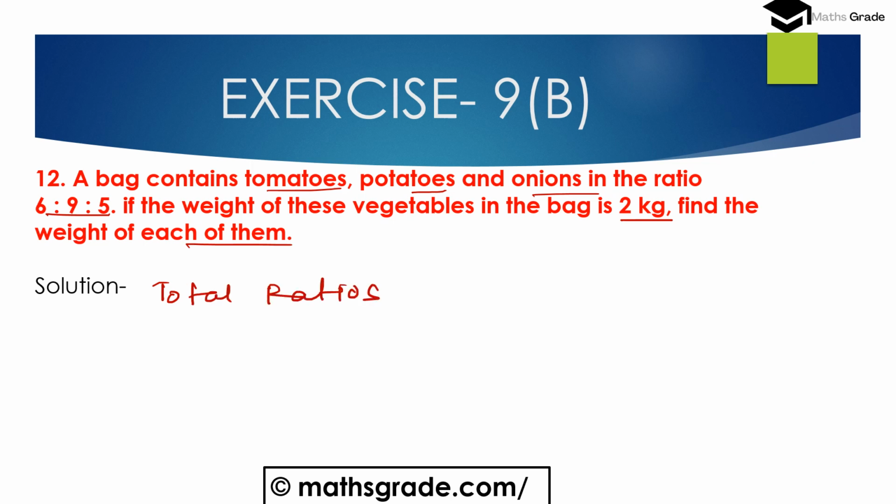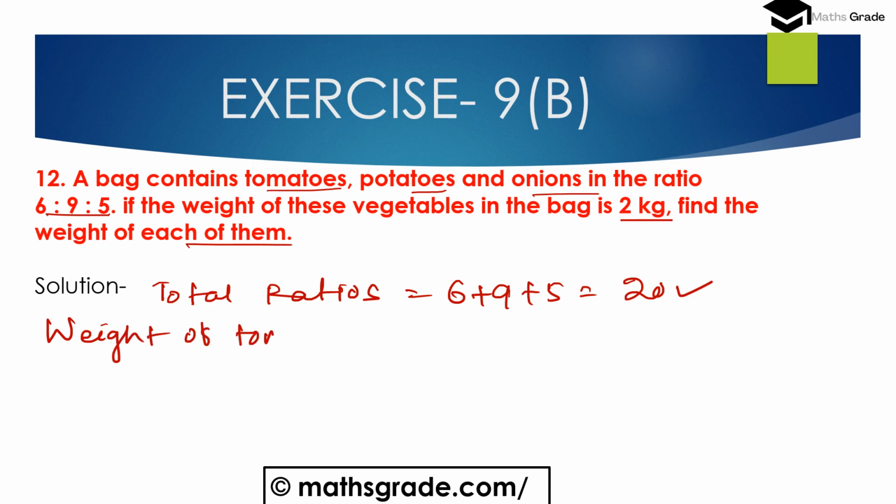So total ratio of the vegetables is 6 plus 9 plus 5, which is equal to 20. Now we have to find out the weight of each of them: weight of tomatoes, weight of potatoes and weight of onions. So weight of tomatoes is 6 divided by 20 multiplied with 2 kg.